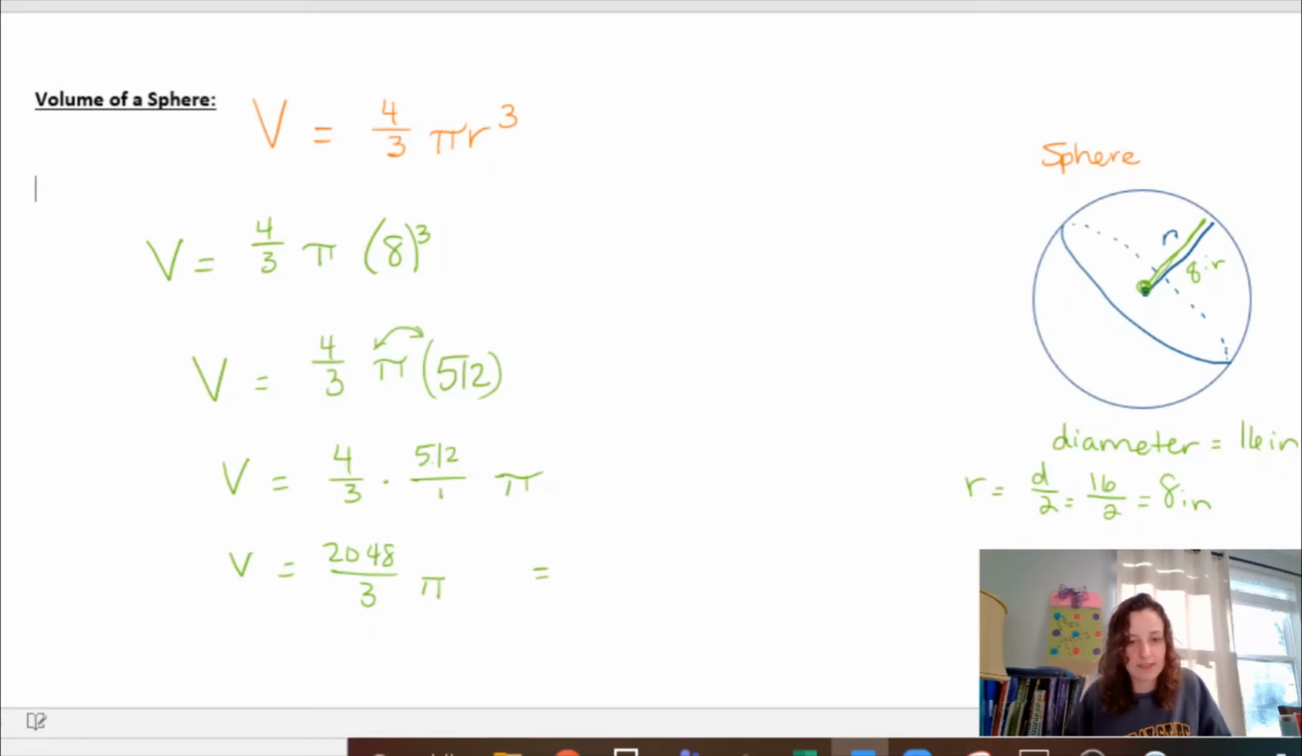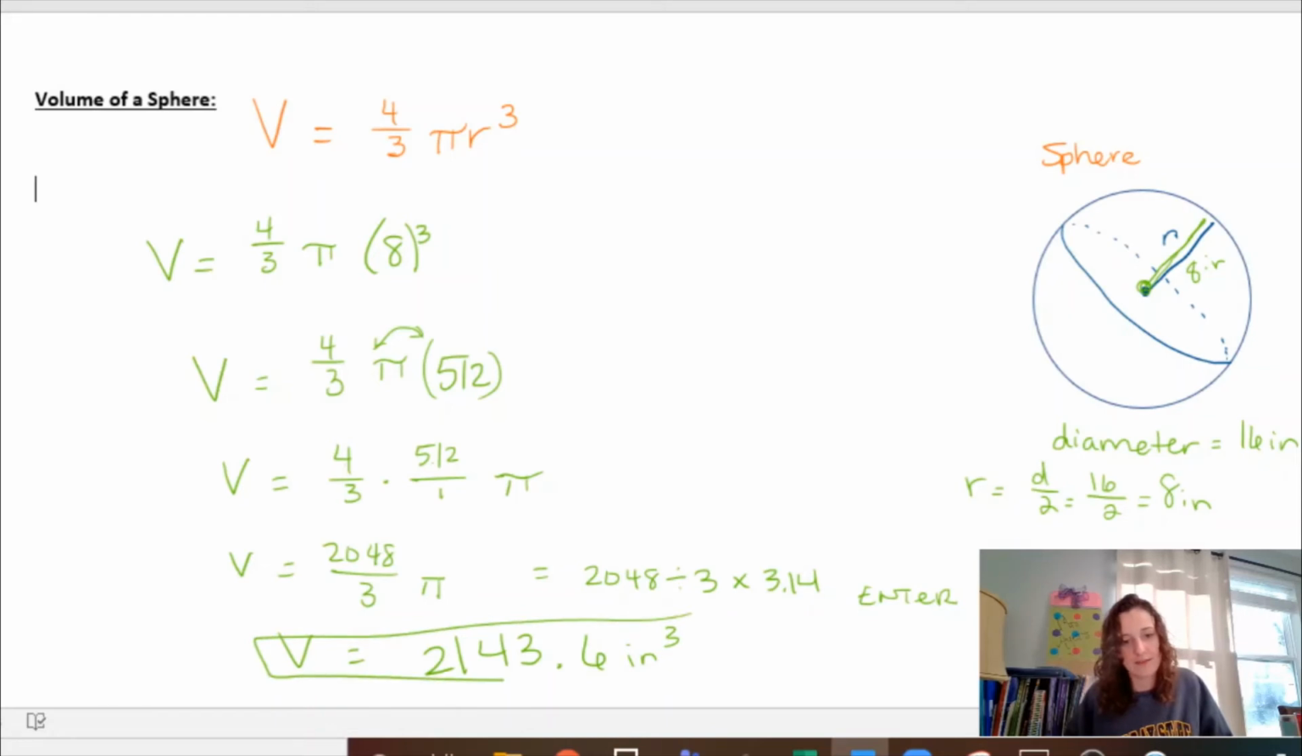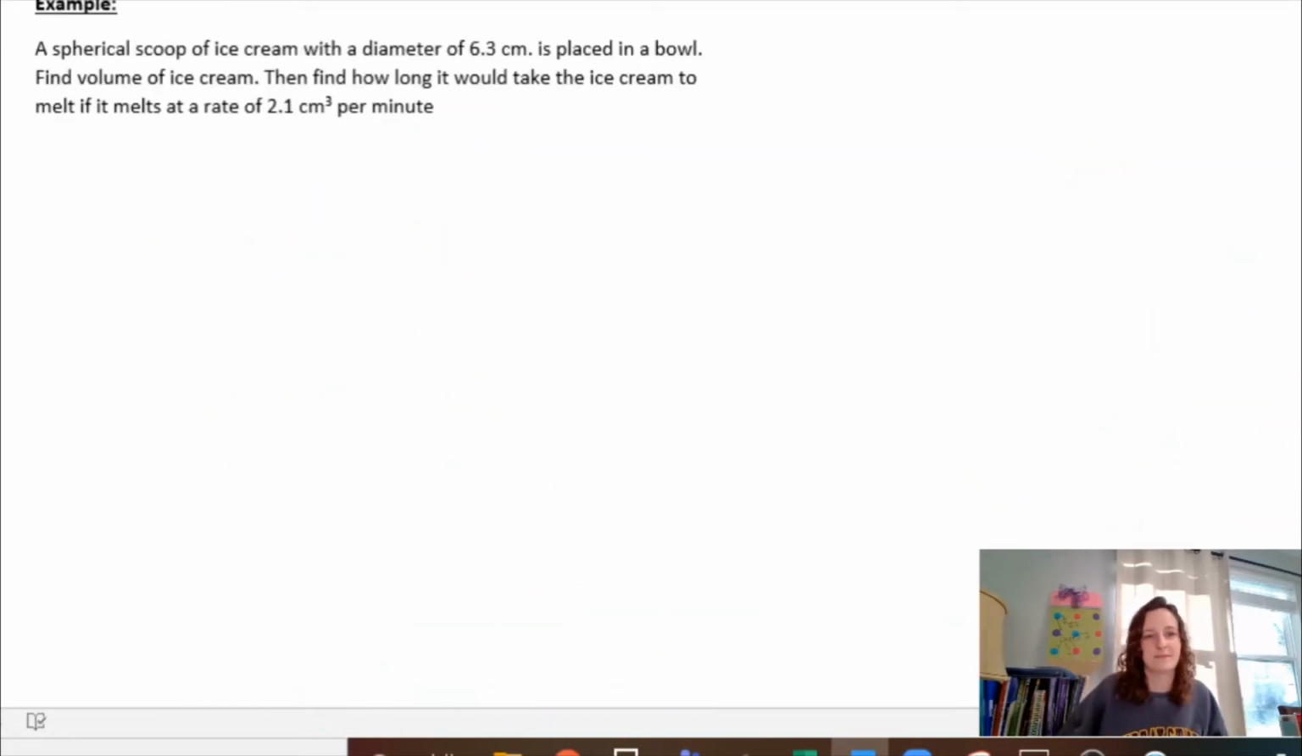So to plug this in your calculator, I would put in 2,048 divided by 3 times 3.14 here, and then hit your enter button. Okay, for a total volume now of 2,143 and 6/10 inches cubed. Okay, and that's how you find the volume of a sphere.